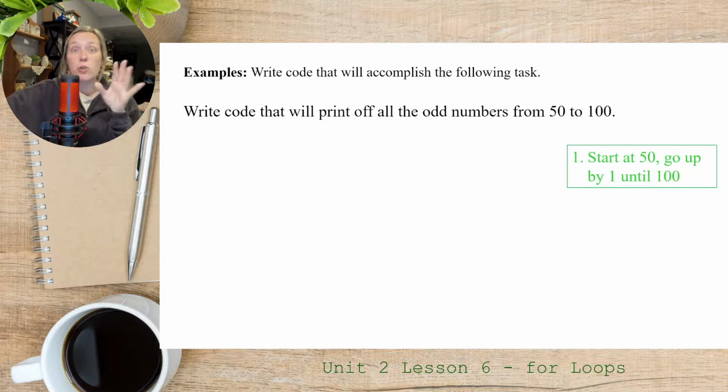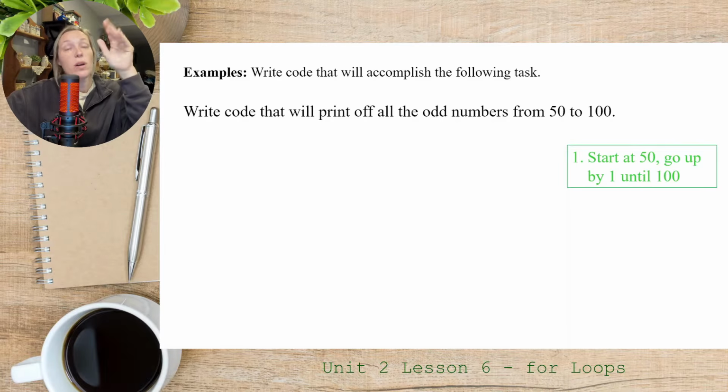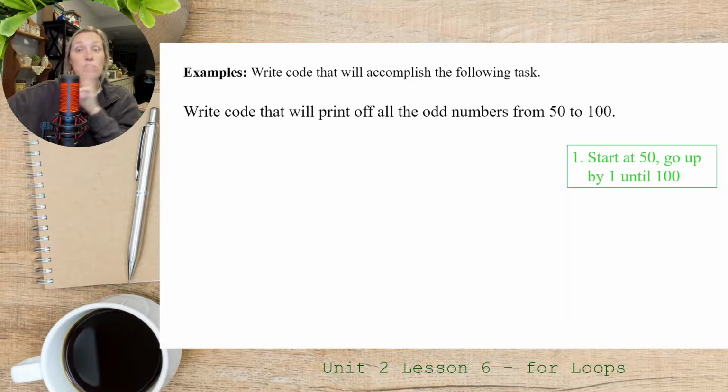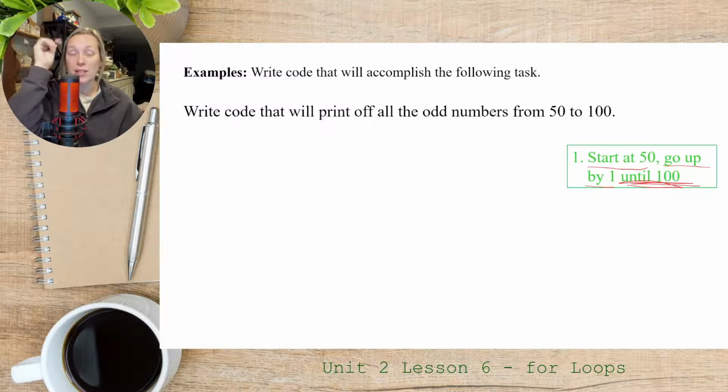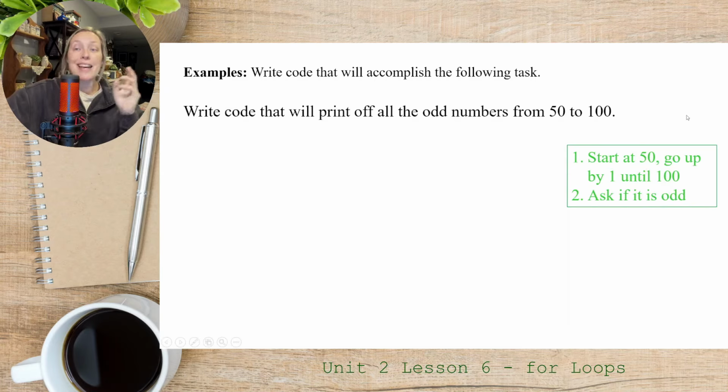When we're writing code to accomplish a task, we want to think in terms of algorithmic steps, right? So start at 50, go up by 1 until 100, right? So those 3 things, right? Starting point, how much I go up by, and then when do I stop? All of those tell me I can use a for loop for that, okay? Because those 3 things are taken care of in my for loop header. Start at 50, go up by 1 until 100. Then I ask a question, is it odd? Okay, is it odd? And print it off if it is.